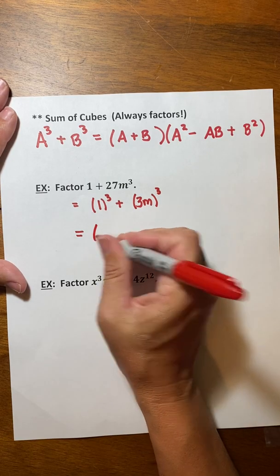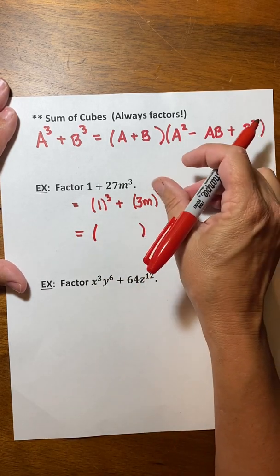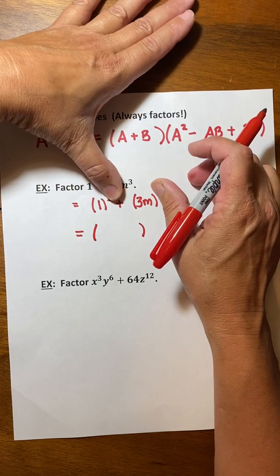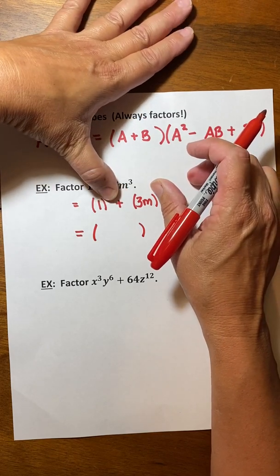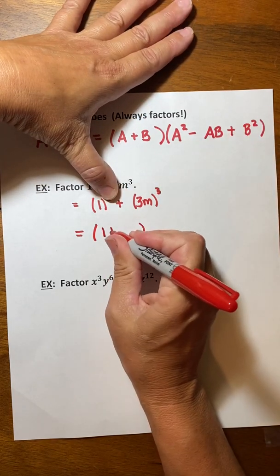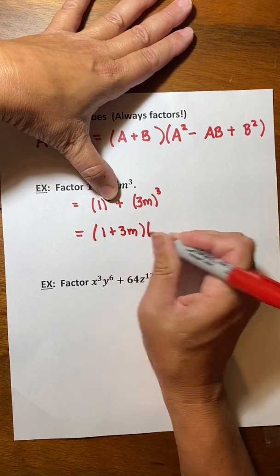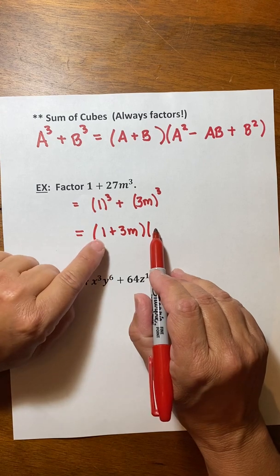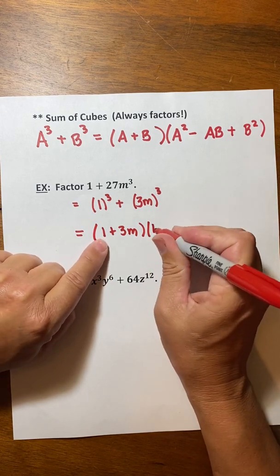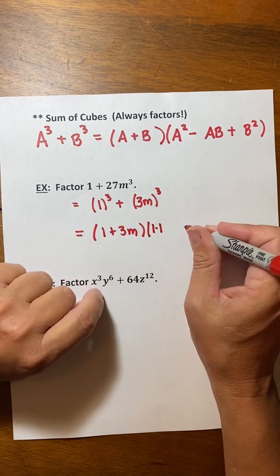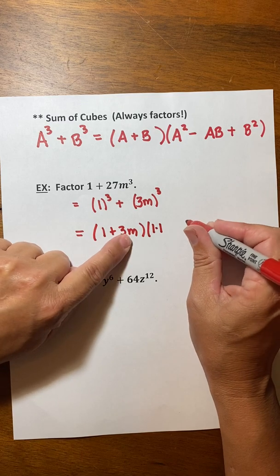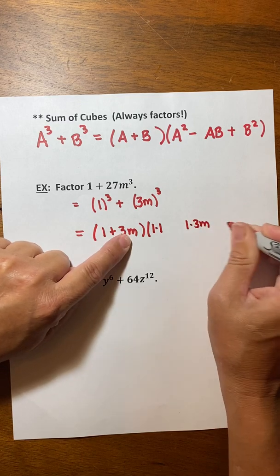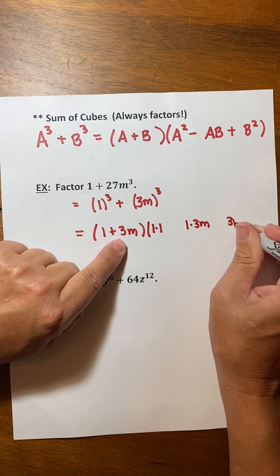My first factor in the sum of cubes: ignore the powers, and what's remaining is the first factor, 1 plus 3m. Now what goes first in the second set of parentheses is what's first in the first set multiplied by itself, so 1 times 1. What goes in the middle is the first times the second, 1 times 3m. And what goes at the end is 3m times 3m.